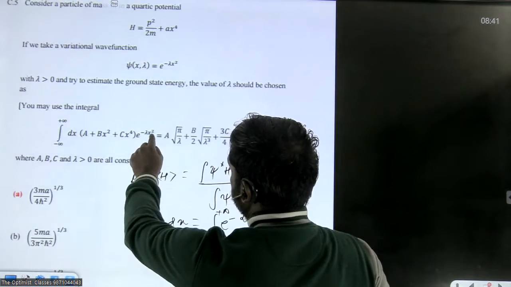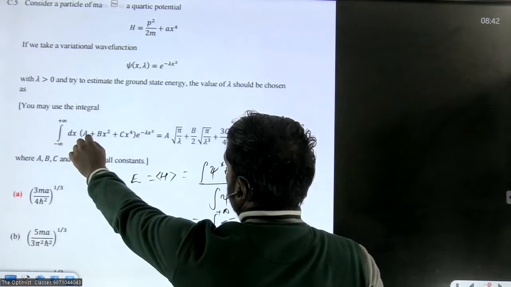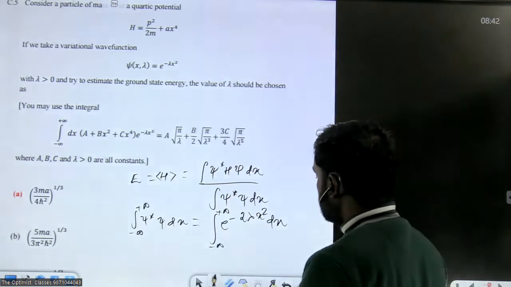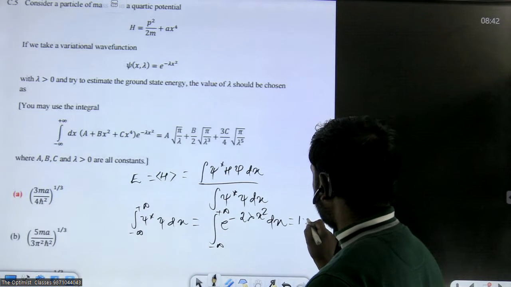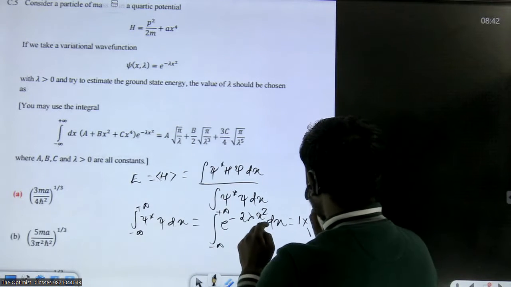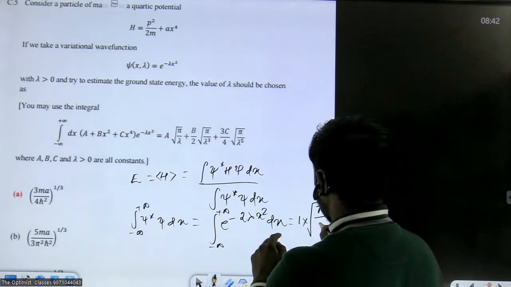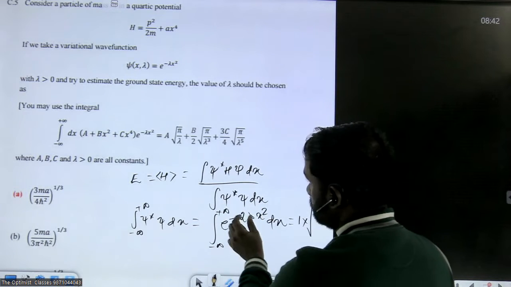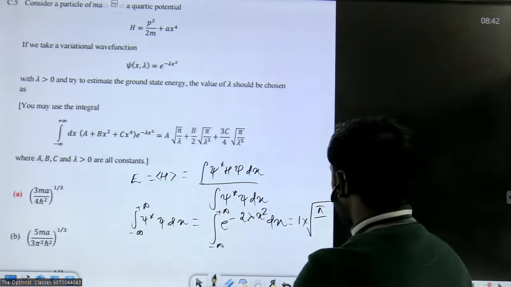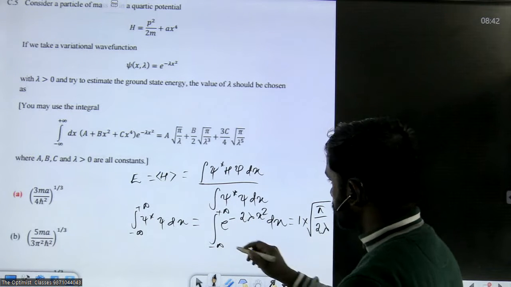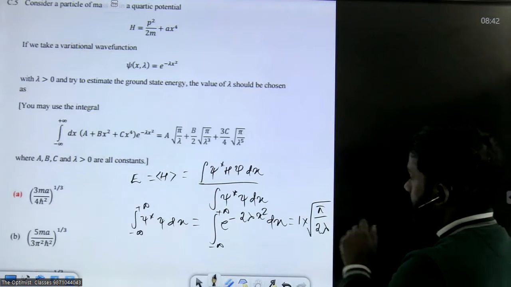See, e to the power minus lambda x square multiplied by a, that is given to be here a. We don't have a here, so this will be equal to 1 multiplied by root under pi by lambda, as given here. But in our integration, lambda is there, whereas in our case 2 lambda is there, so we'll write 2 lambda here. So this integration will be root under pi by 2 lambda.